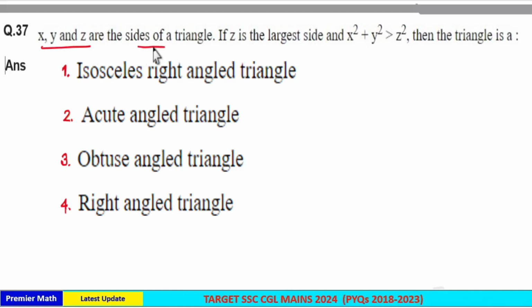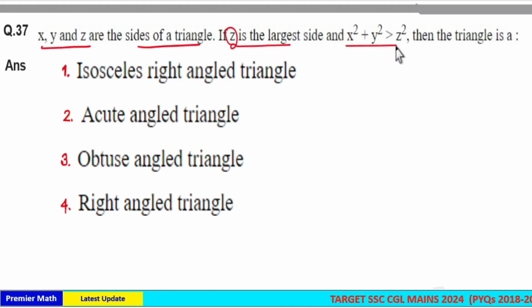X, Y and Z are sides of a triangle. If Z is the largest side and x square plus y square is greater than z square, then the triangle is... Here x, y, z are sides and z is the largest side.